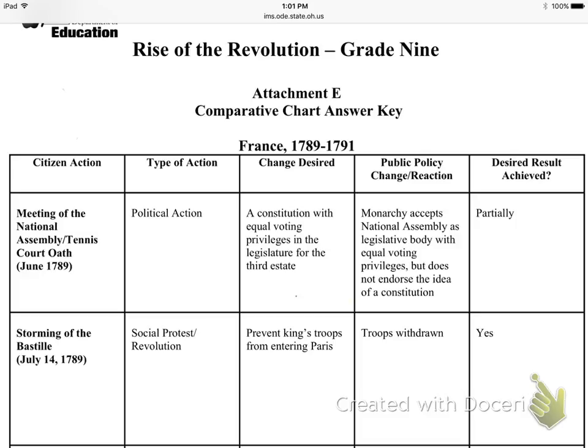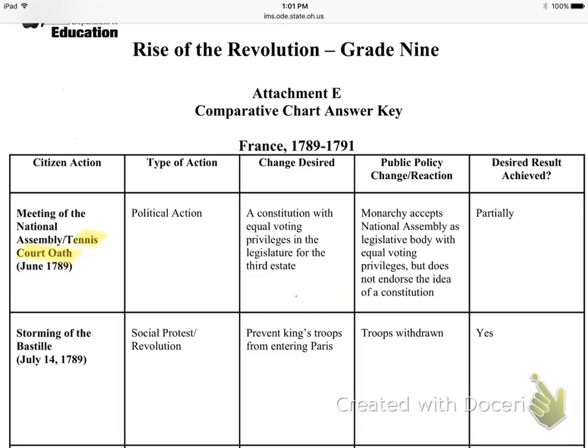And this is what we've done so far. So this video should be review, but if it's not review, then make sure you watch closely and figure it out, okay? So let's get started. So the first event here is in June 1789, the Tennis Court Oath.